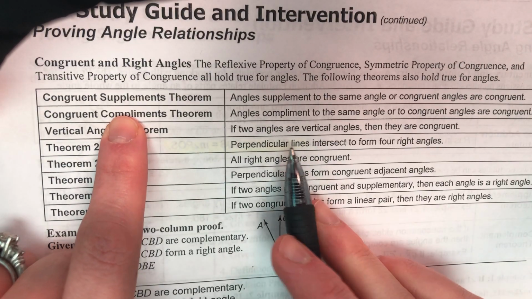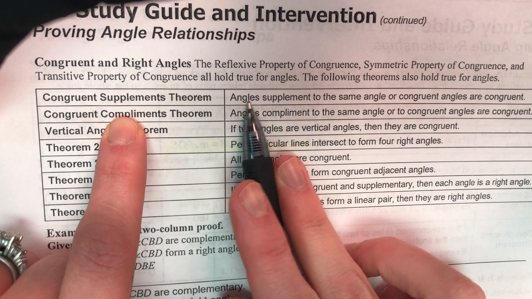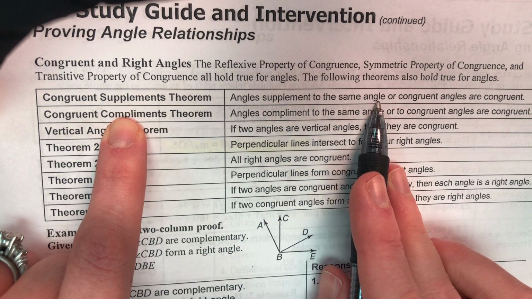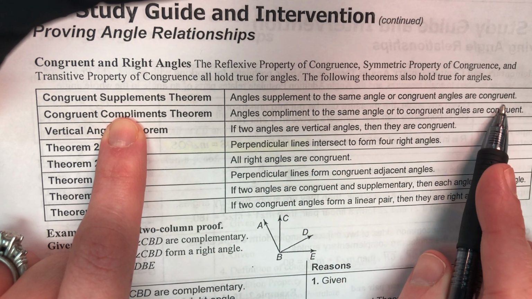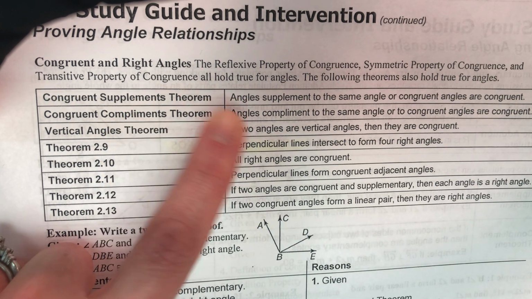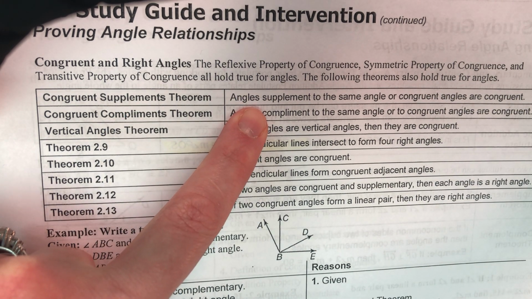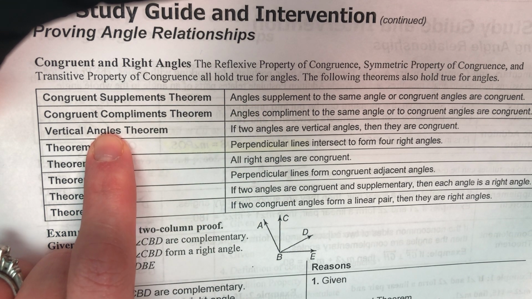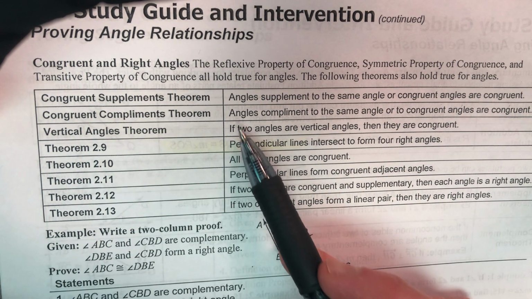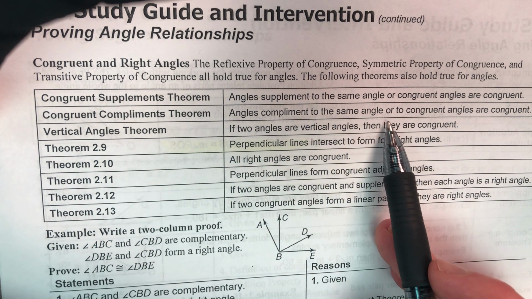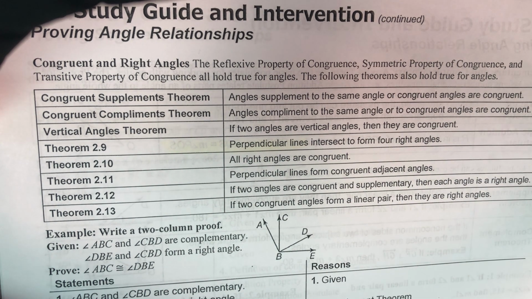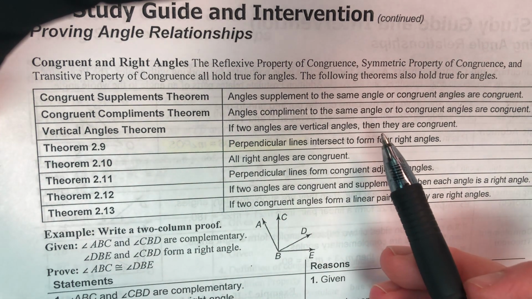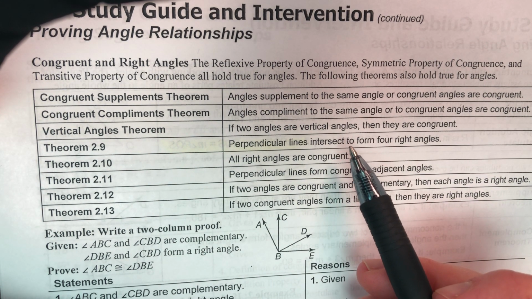The first one is the congruent supplements theorem. Angles supplement, which means like supplementary angles, to the same angle or congruent angles are congruent. So if two angles are supplementary with the same angle, then they have to be congruent to each other. Congruent complements theorem works very much the same way, except this time we're going to say angles complement to the same angle or to congruent angles are congruent. So if two angles add up to 90 with the same angle, then that same angle would have to be congruent on both.